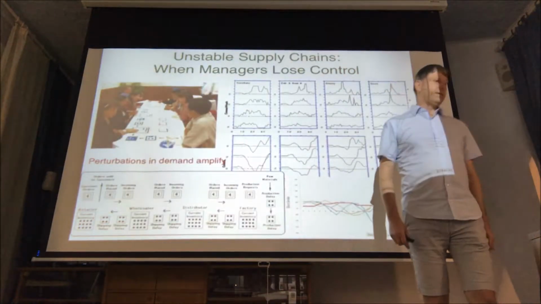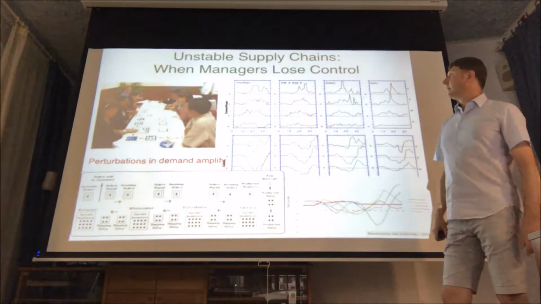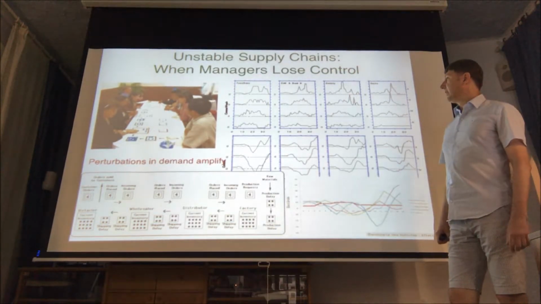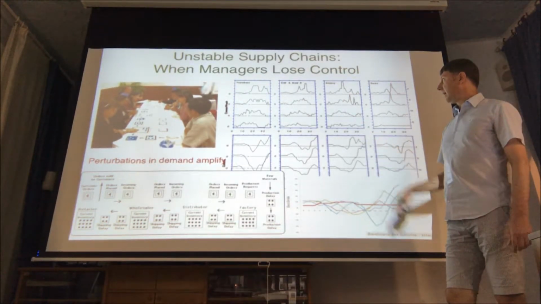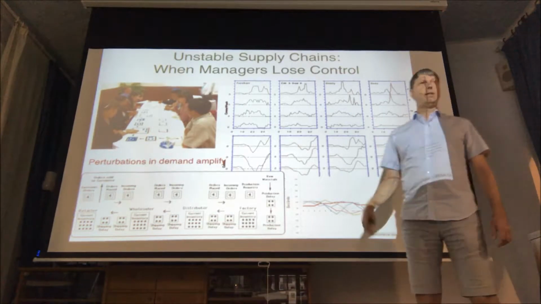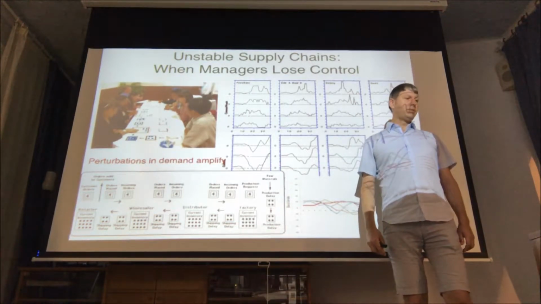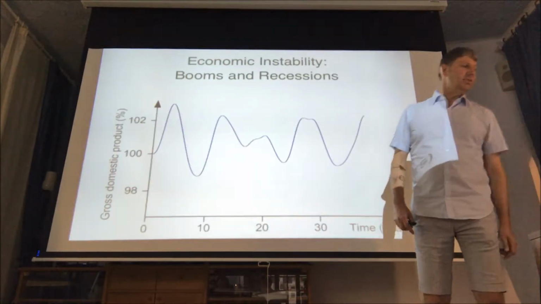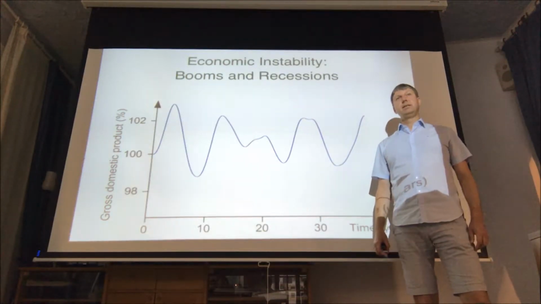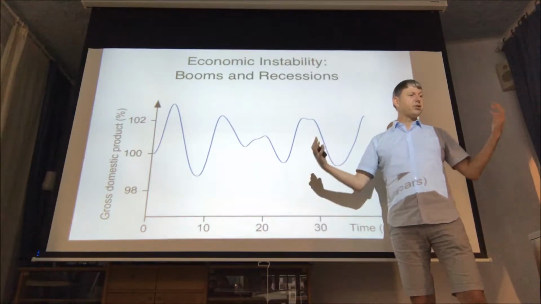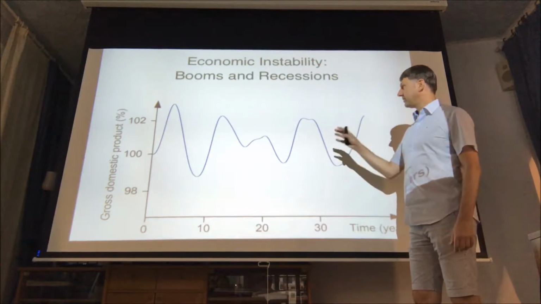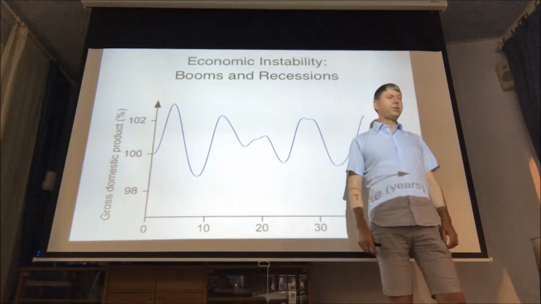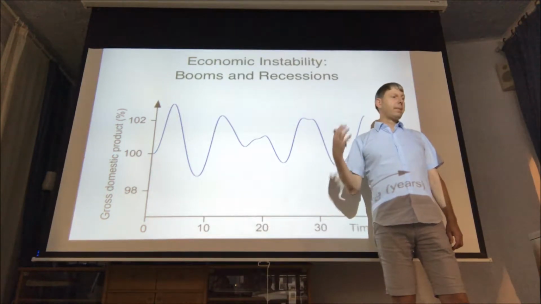We find similarly instabilities of supply chains. This is the beer game. Even if played with managers, they would lose control of the system. And booms and recessions of the world economy is the same thing on a large scale. Nobody wants this to happen, but it happens because people are losing control.